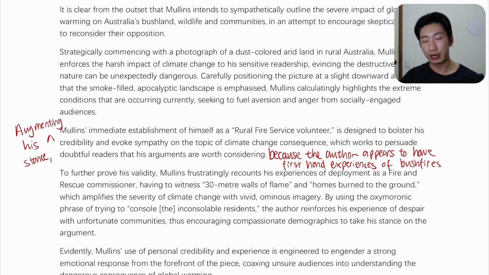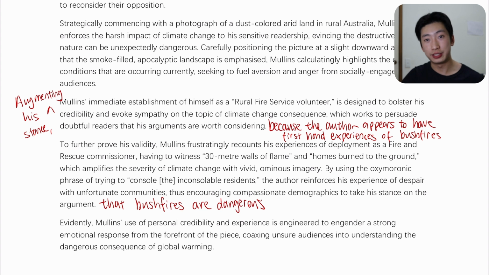And just one thing, it's kind of a similar thing to before, but with this part, try to be a bit more specific than just saying take his stance on the argument. And it's actually a really easy fix. All you need to do is add that and then specify what the argument is. So for example, thus encouraging compassionate demographics to take his stance on the argument that bushfires are dangerous. So just something specific to the actual topic. But yeah, awesome analysis there.